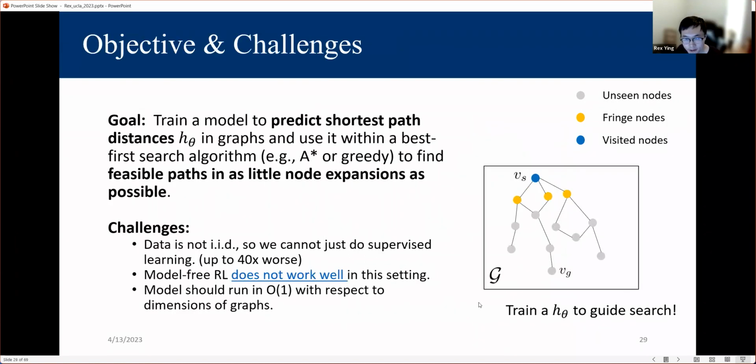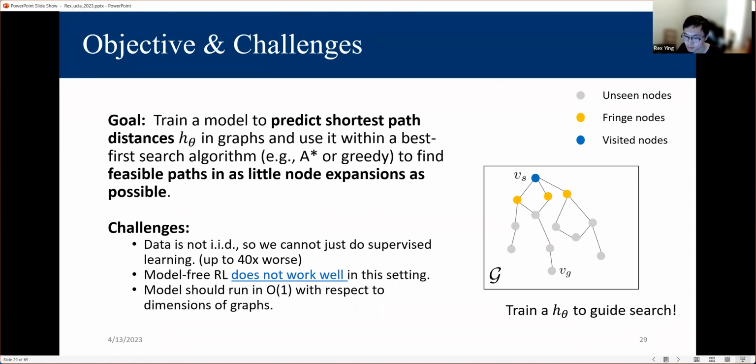Okay, and the challenge here is that it's not always feasible to do, let's say, supervised learning. In experiments, we find it to be a lot worse just because the search space is so big that your example supervision cannot really cover everything in this search space, right? And model-free RL also doesn't work well in this setting.